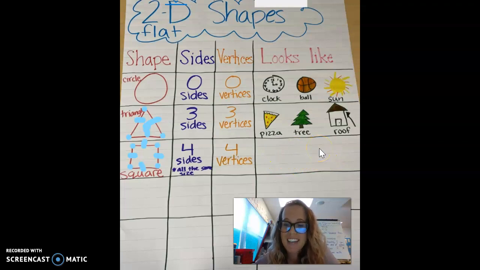So I'm sure you can already tell just by looking at what's empty over here. Your job today is to find 3 squares in your house. Either take a picture or draw it and label it and send it my way so that I can add some squares to our anchor chart.